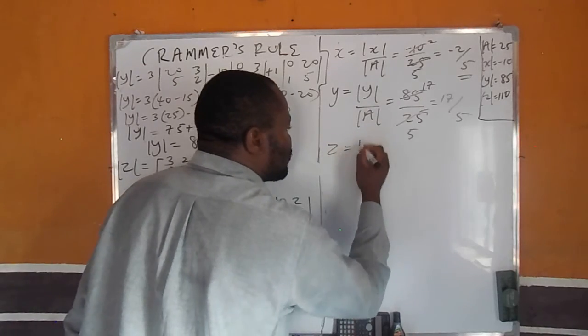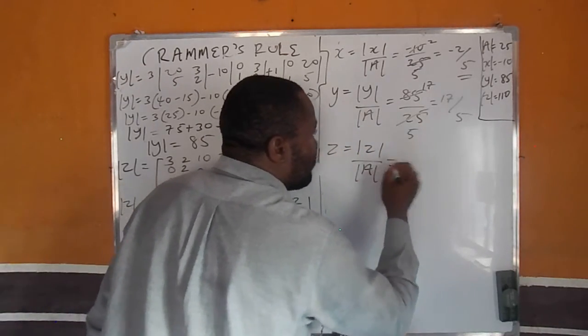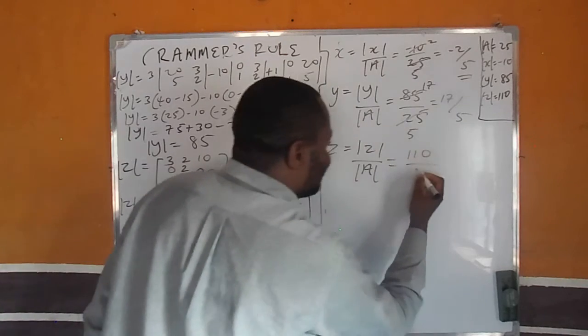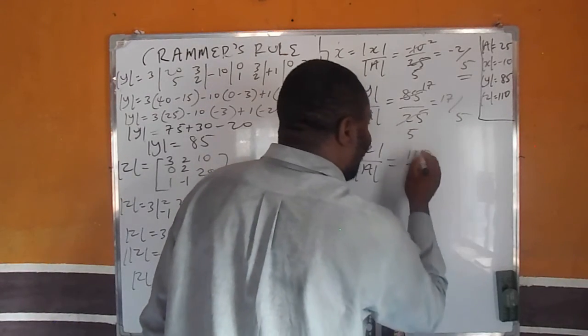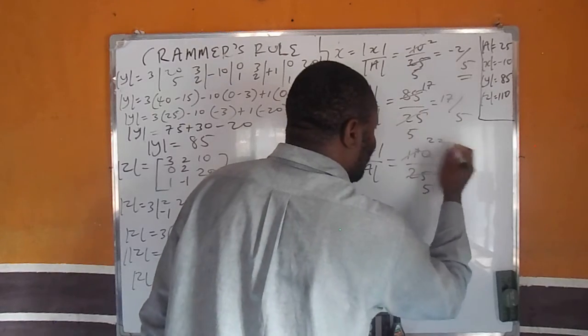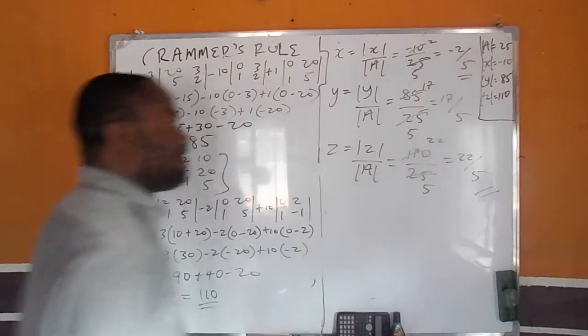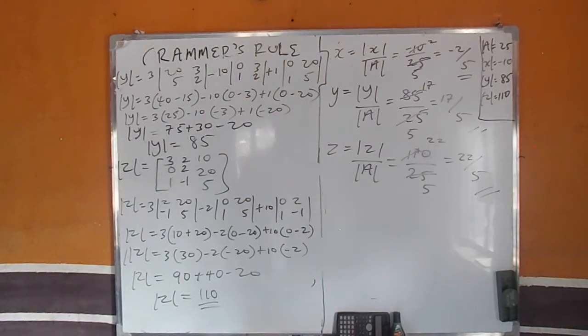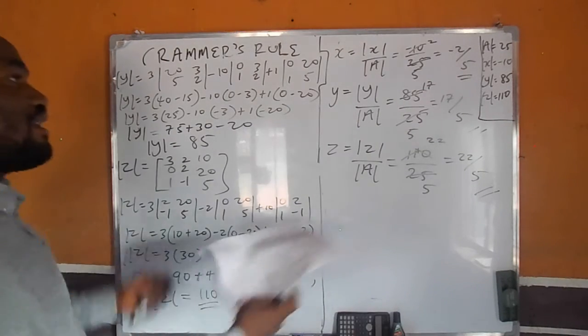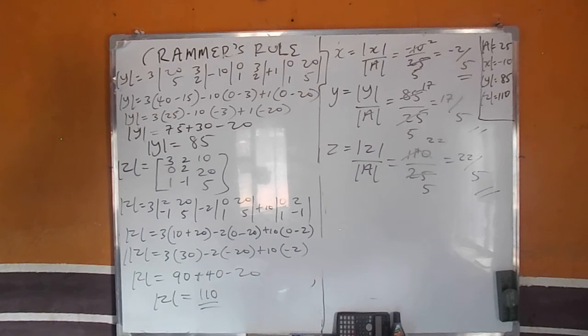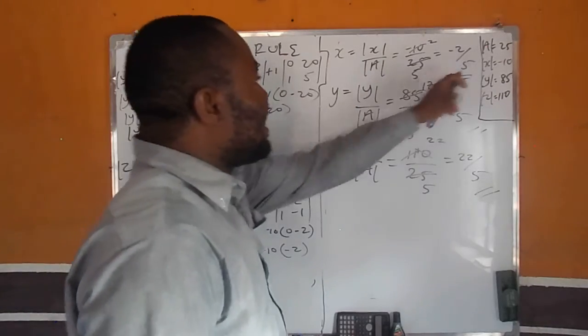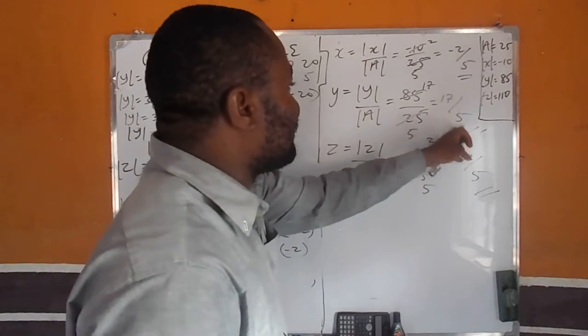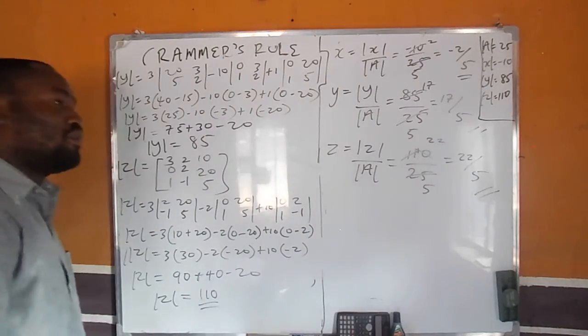While our z equals determinant of z all over A, which equals 110 divided by 25. 5 here 5, 5 here 2, carry 1, 5 here 2, which equals 22 all over 5. This is our final answer. We have negative 2 all over 5, 17 all over 5, and 22 all over 5. Our x gives us negative 2 all over 5, our y gives us 17 all over 5, while our z gives us 22 all over 5.